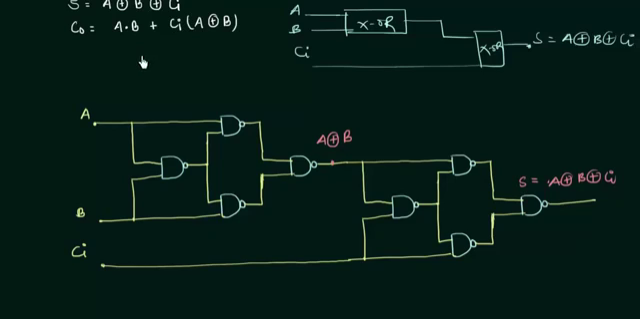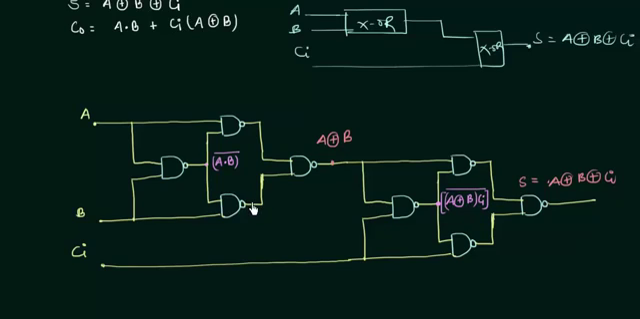This is time to implement the carry output. So carry output requires AB, and it requires Ci and A XOR B. So it's very simple and a little bit tricky. So let's see how to do that. At this point we have A and B and then its whole complement. Fine. And at this point we have A XOR B and Ci and then the complement of the whole.